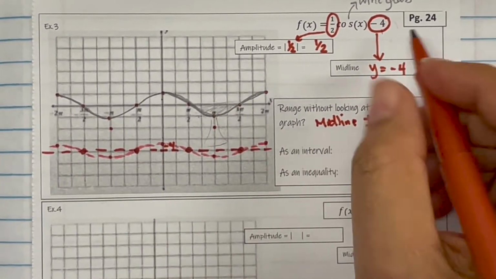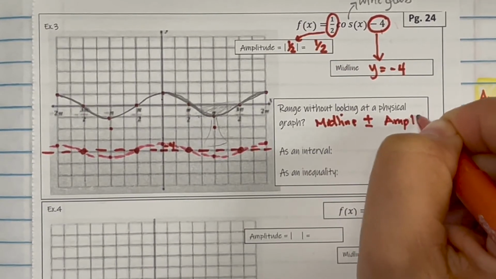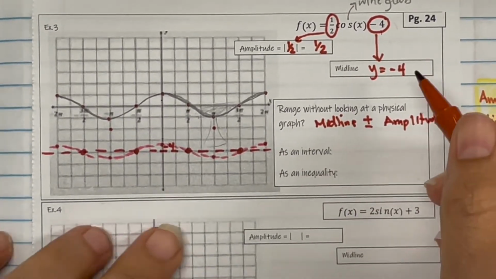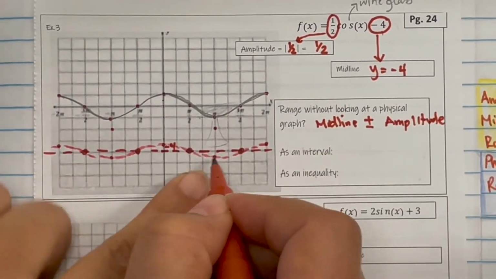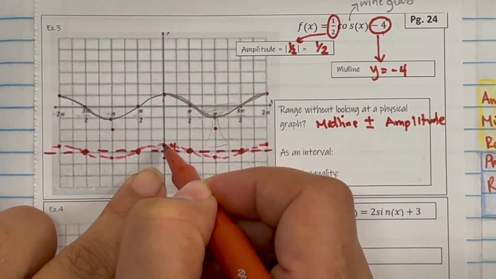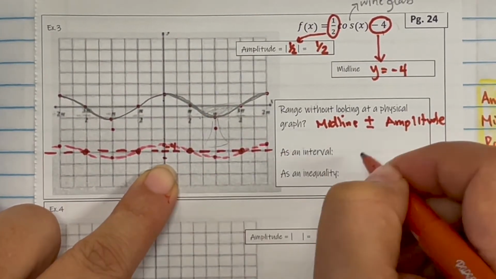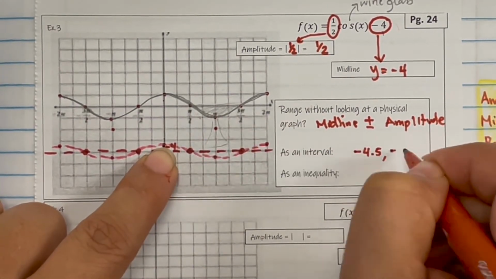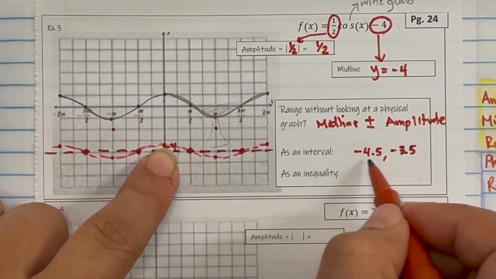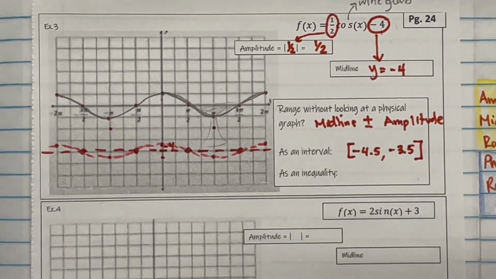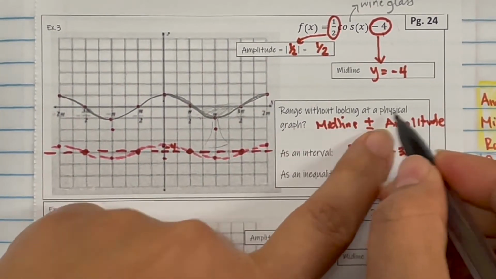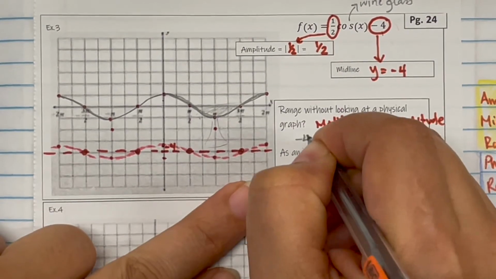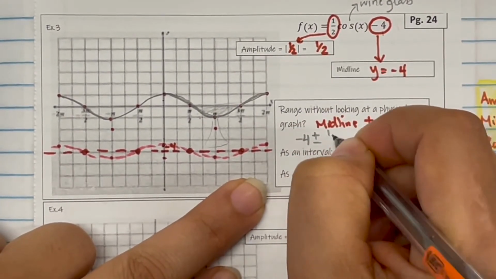So that's really what it is. It's midline plus or minus the amplitude, which will give me the range. You can remember that, or you can physically look at the graph. It is better if you remember, because sometimes they just give you an equation. You don't want to have to graph it out. So I'm going to look at it as normal. So -4.5 is my minimum. My maximum is -3.5. I'm going to use this new calculation just to check it. So let's check it using the midline plus or minus amplitude. What's the midline? -4 plus and minus the amplitude, which is 0.5.